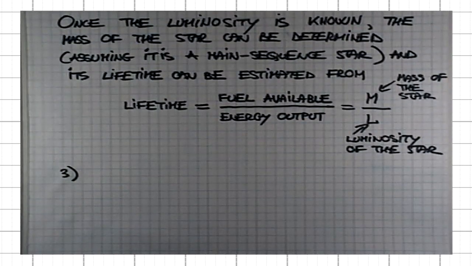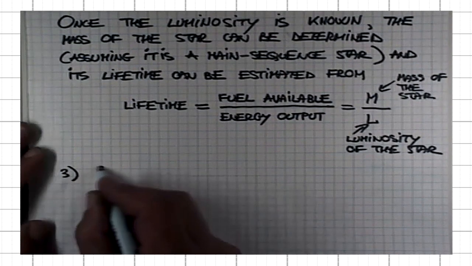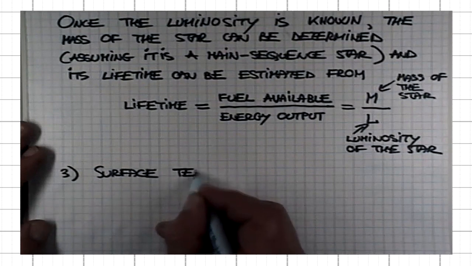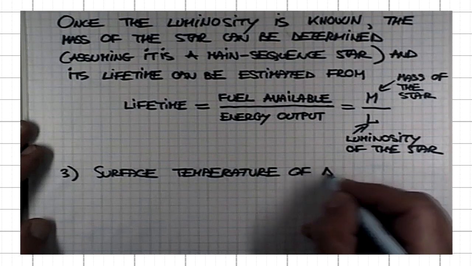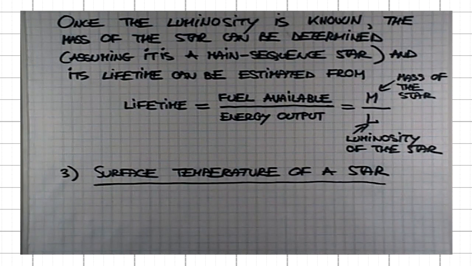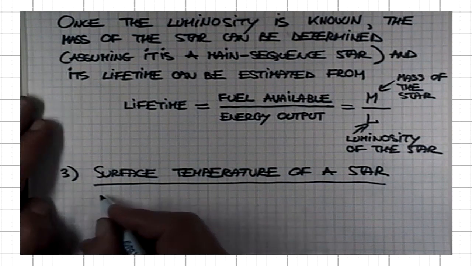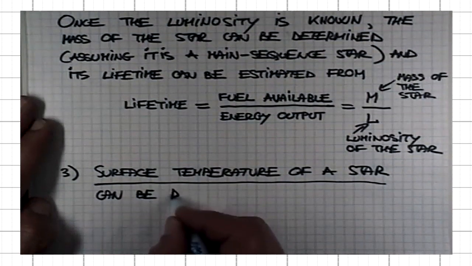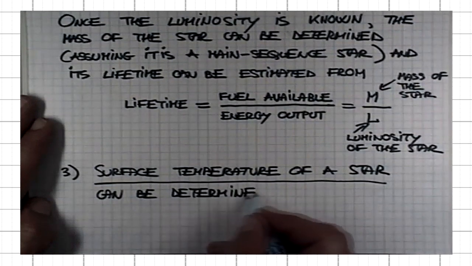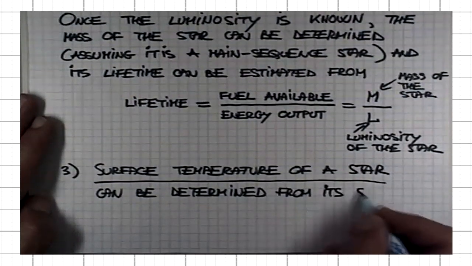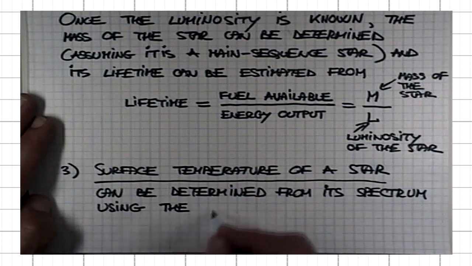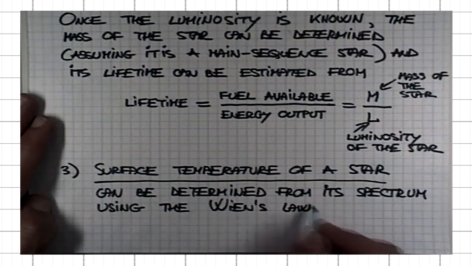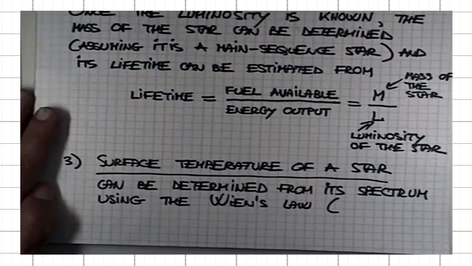Now, it turns out that we can also determine the surface temperature of the star. It can be determined from its spectrum using so-called Wien's law, or sometimes it's also described as the law of black body radiation, for reasons that I won't explain. Okay, let me explain what Wien's law is and how it's being used.